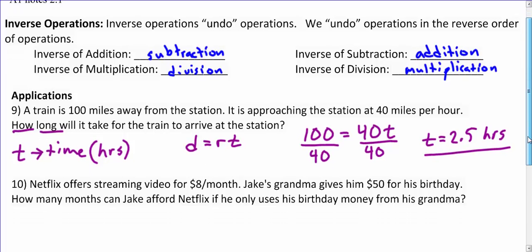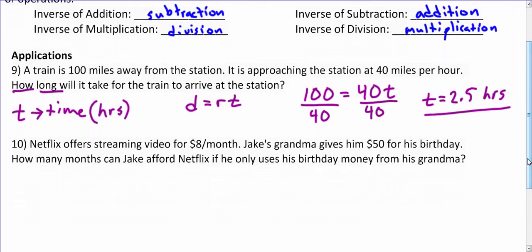Alright, let's take a look at the last example here. Netflix offers streaming video for $8 a month. Jake's grandma gives him $50 for his birthday. How many months can Jake afford Netflix if he only uses the birthday money from his grandmother? Alright, so again, what is the variable? Well, it says right here, how many months? So again, it's a situation of time. You can define it using the letter T if you'd like. So t is equal to time, this time in months.